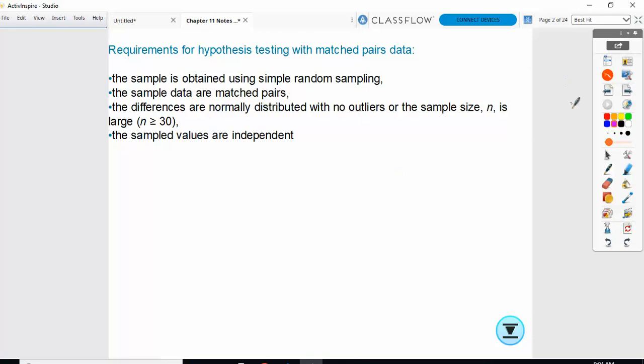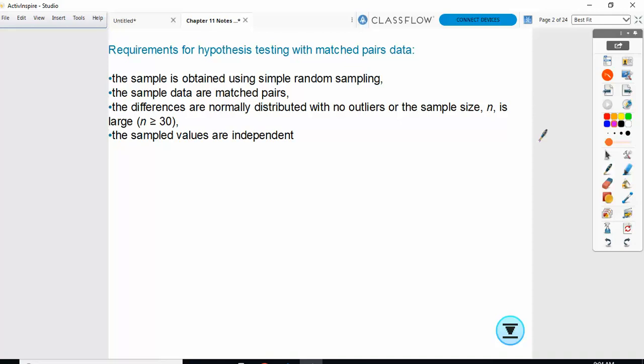Today we're focusing on matched pairs data. It's been a while. Do you guys remember what matched pairs data is? Matched pairs data was in our very first unit. It was data that was related in some way. So maybe I have you take a pre-test, and then I study with you, and then I give you a post-test, and I compare your score on the two tests. It's matched pairs because your two scores are both yours. They're related in some way.